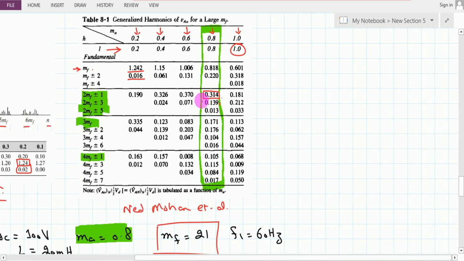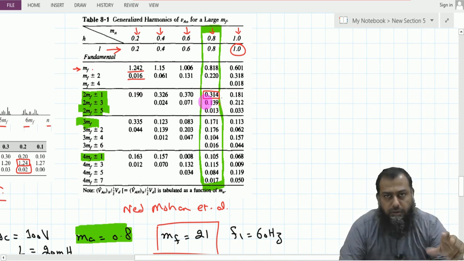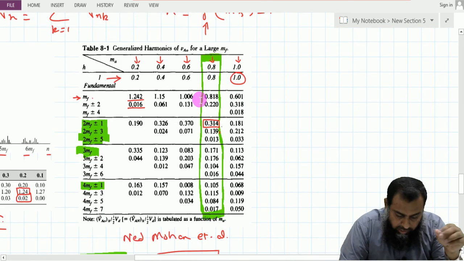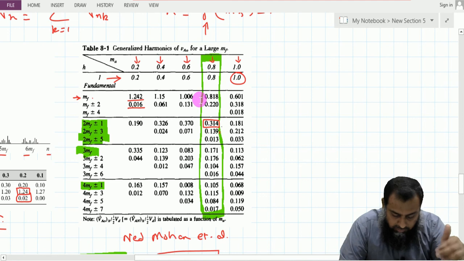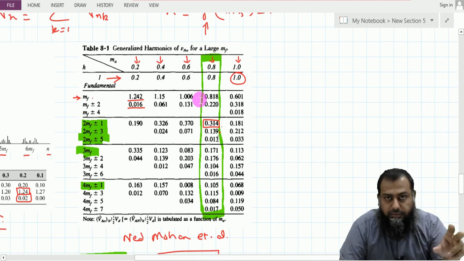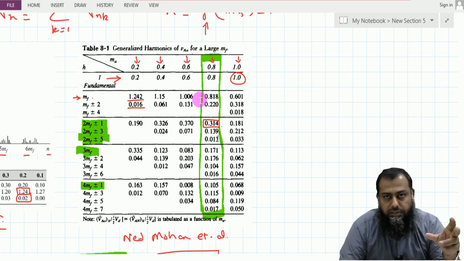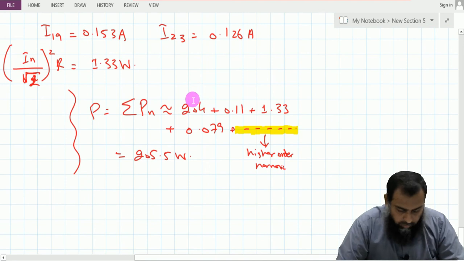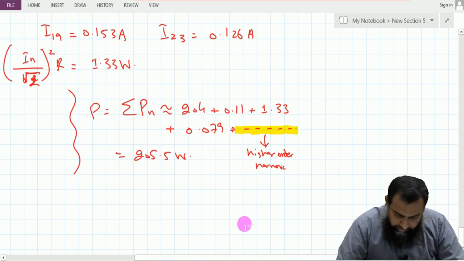Then we have 0.139. You can actually generate this table by using software like MATLAB or MathCAD, and you will see that this table might have values which are negative as well, which shows the phase inversion for some specific harmonic content. So this is how we can use this particular table.